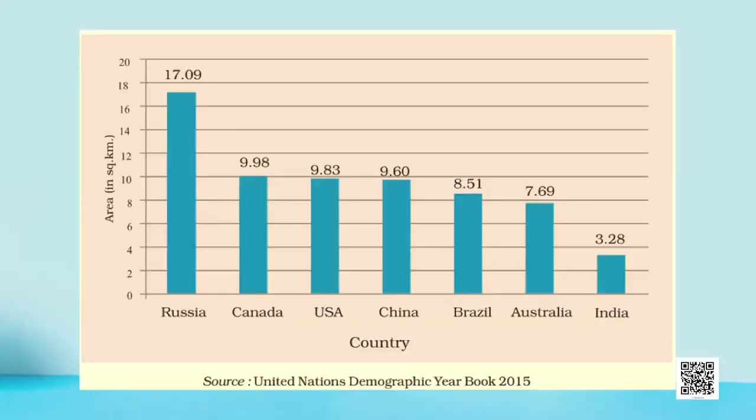Now, when we say India is a vast country, children, do you know what is the area of India? The area of India is 3.28 million square kilometers. India, with such a vast land, is the 7th largest country in the world. Let's try to find out the countries larger than India. They are Russia, Canada, USA, China, Brazil and Australia.